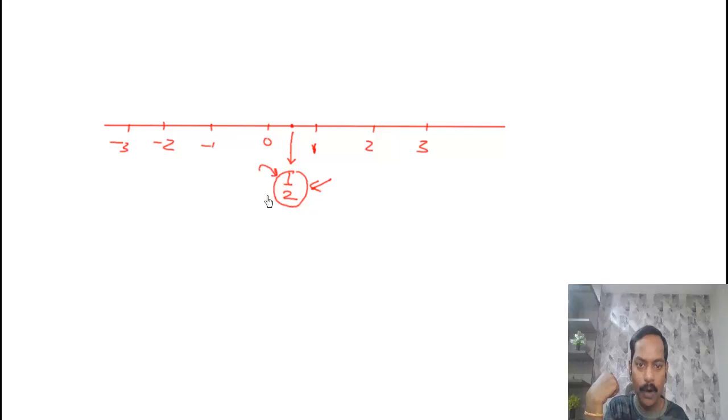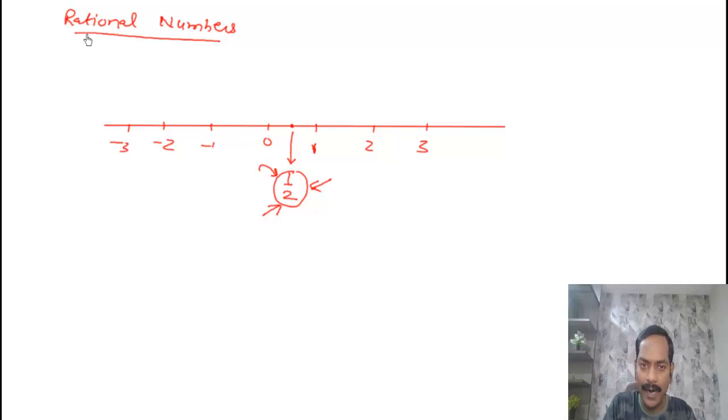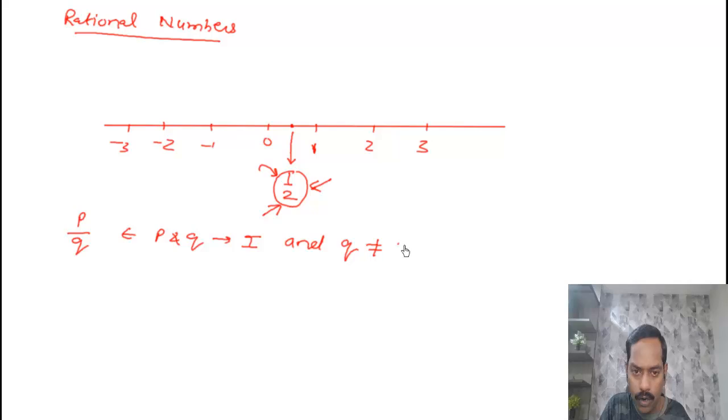One integer at the top and the other integer at the bottom. This representation itself is known as rational numbers. So today's topic is all about rational numbers, right? So what are rational numbers? Rational numbers, by the mathematical definition, are any number in the form of P over Q, where P and Q are both integers and the value of Q should not be equal to 0, right? Let me repeat.